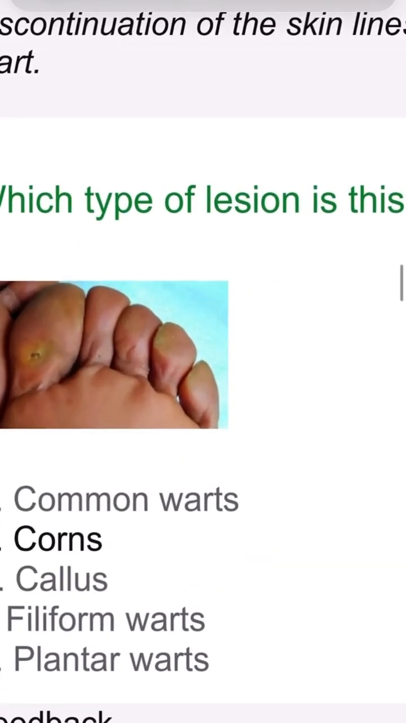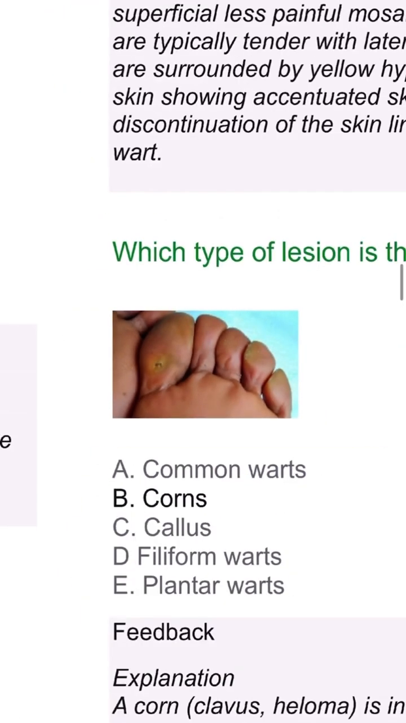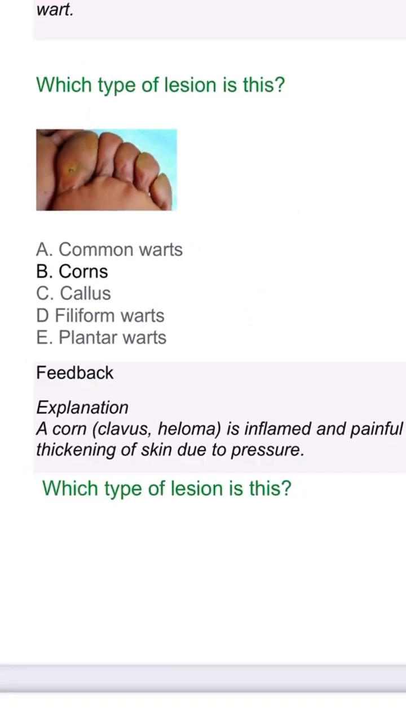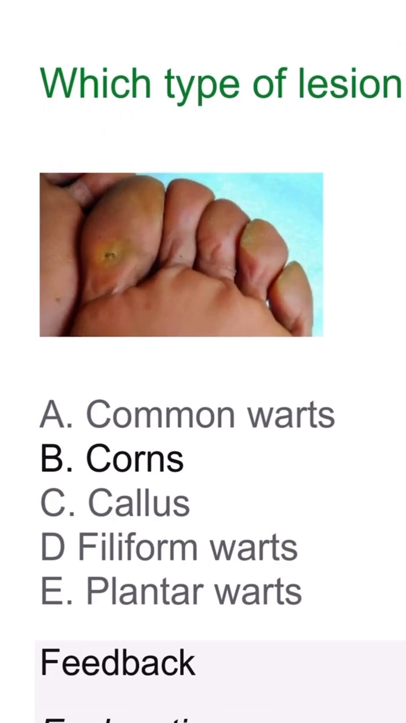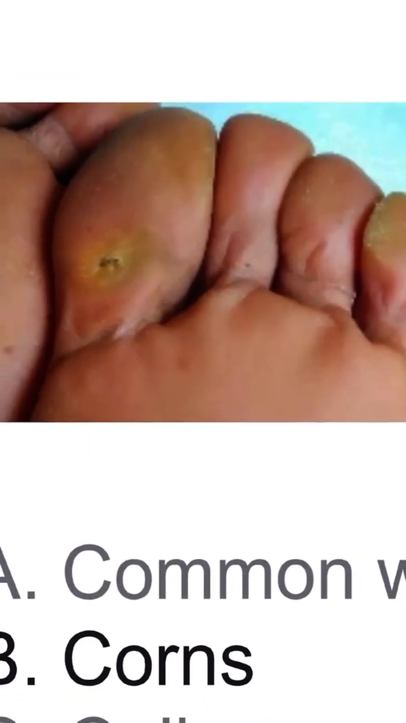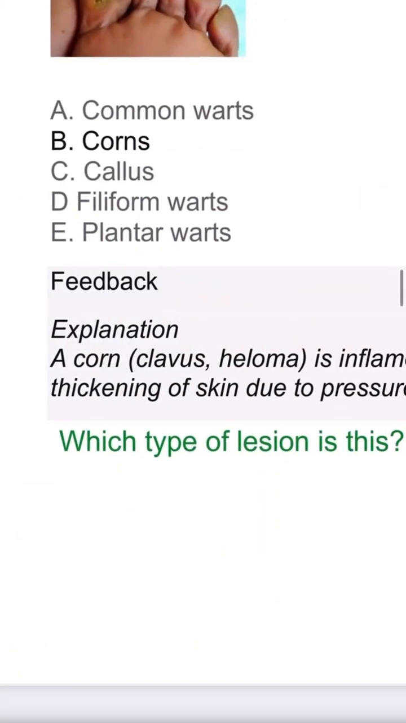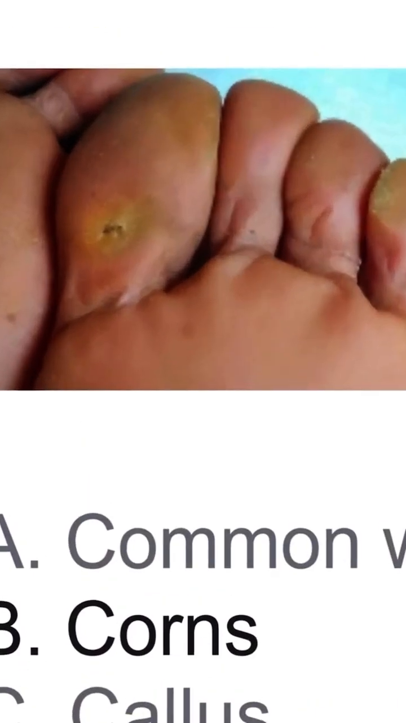Which type of lesion is this? This is corn. Okay. So corn, clavus or heloma, is an inflamed and painful thickening of skin due to pressure. Common in those who wear tight shoes or pointed shoes. So this is common in them. So this is corn. It is painful.